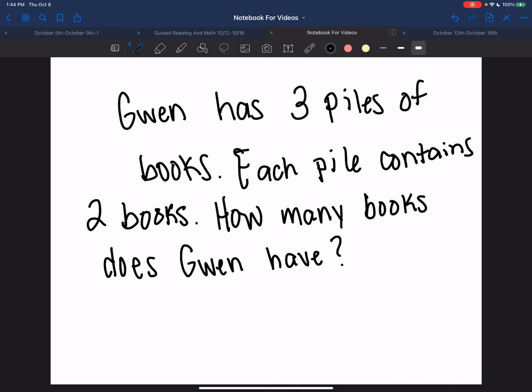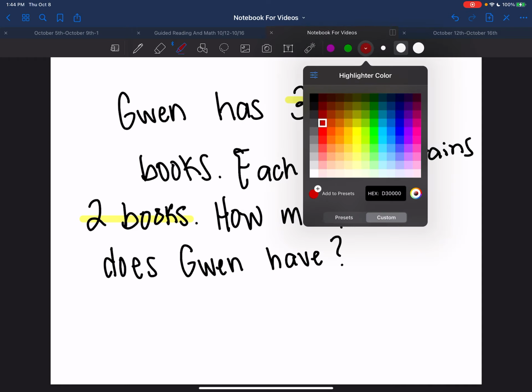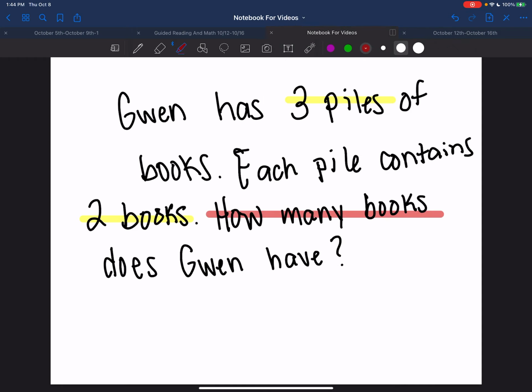So I always tell my class to read the problem at least twice, and after we read it the first time, the second time we're really reading it to see what information we have. So let's read it the second time. Gwen has 3 piles of books. Each pile contains 2 books. The question is, and I'm going to highlight the question in a different color, how many books does Gwen have?